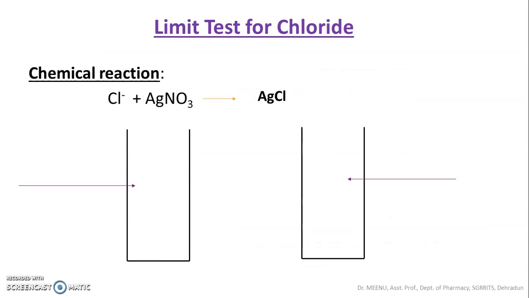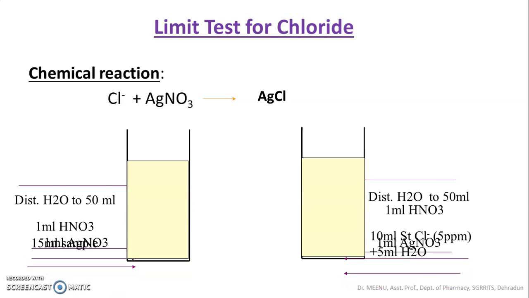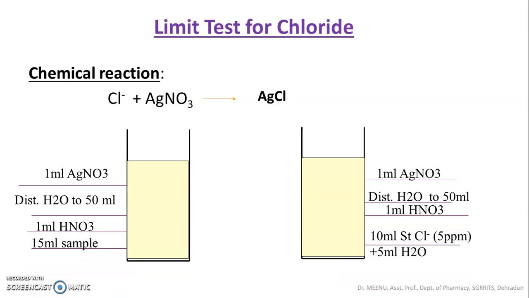So this is about the chloride limit test. The chemical reaction is that chloride ion reacts with silver nitrate, and that will give formation of silver chloride in the presence of the acidic anion. What do we have to do? The following procedure we have to follow.